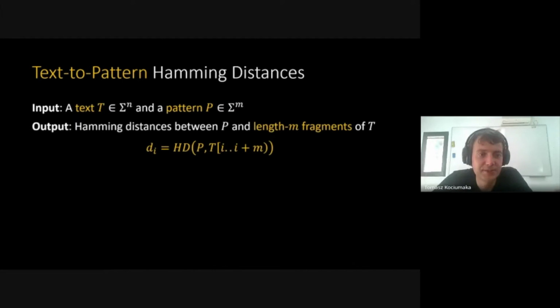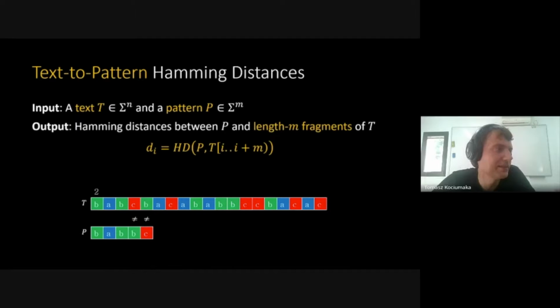And the main problem which we study in this paper and which I'll speak about in this talk is the problem of text-to-pattern Hamming distances. So in this problem, we are given a text T of length n and a shorter pattern P of length m. And the goal is to compute the Hamming distances between the pattern and all the length m fragments of the text. So in other words, the goal is to output a sequence D, and the i-th element of the sequence, D_i, is supposed to be the Hamming distance between P and the fragment of T starting at position i and ending just before position i plus m.